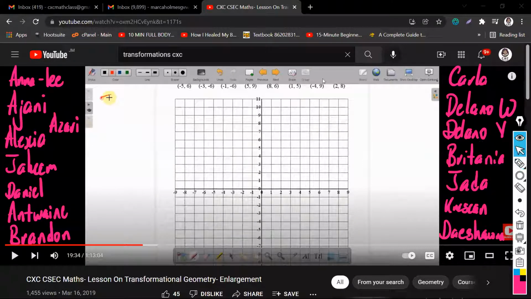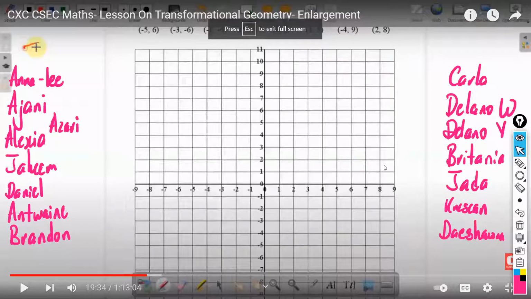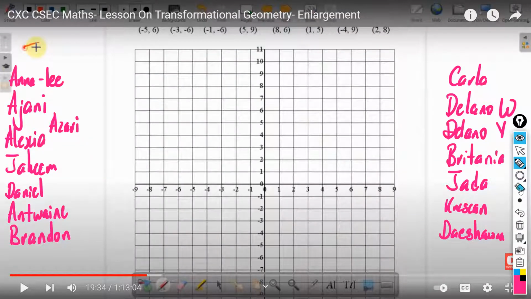Okay, guys, so let's get started. So basically, guys, when we're doing transformations, let me just explain this to you guys. It's very simple and easy to understand.